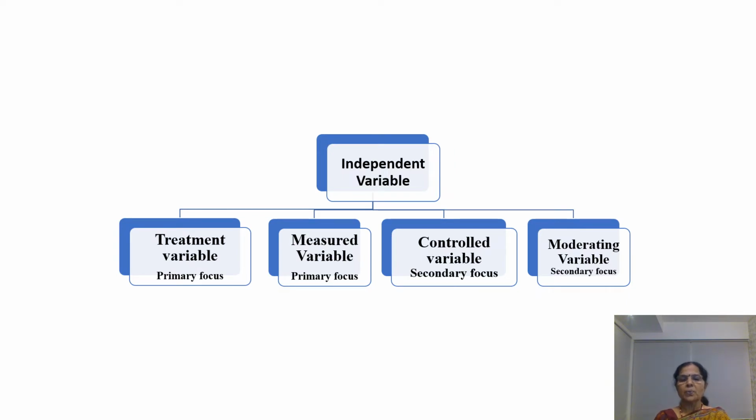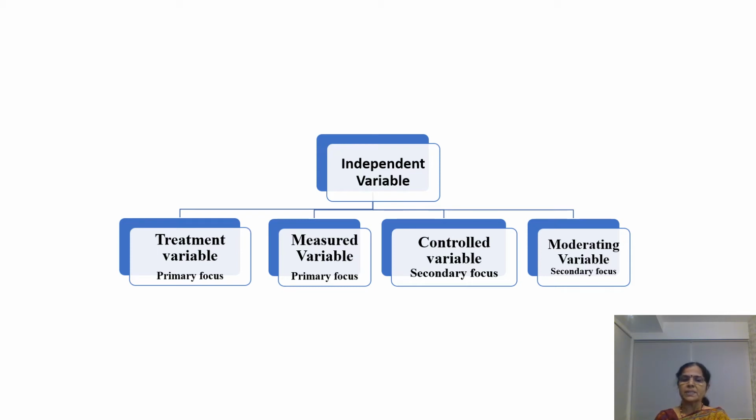Next, independent variables can be further grouped into four types. They are treatment variable, measured variables, controlled variables, and moderating variables. We will see them one by one. Now, treatment variables. They are usually used in experimental research. We'll study about experimental research in a separate video in detail.